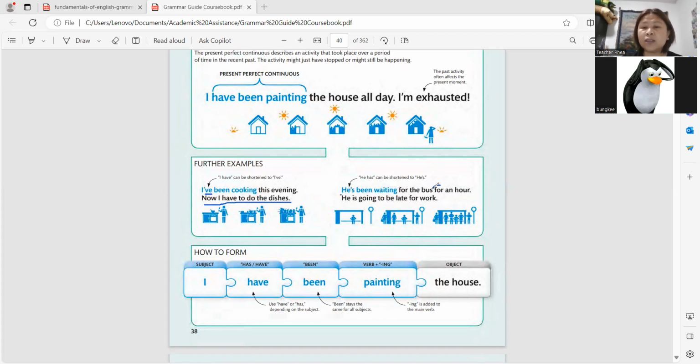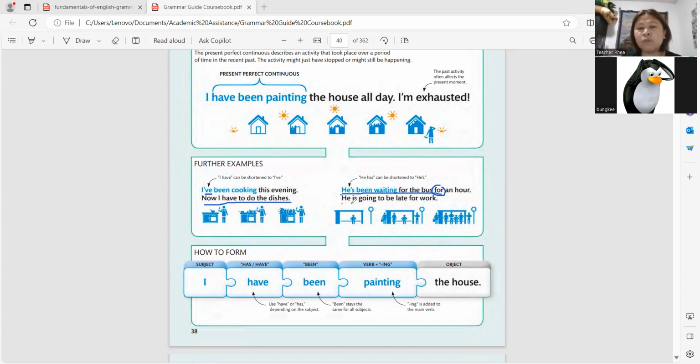So another thing here is the use of for. Same as present perfect tense, we can also use for and since in present perfect continuous. So he's been waiting for the bus for an hour. So for an hour until now. Okay, until now he's still waiting for the bus at the moment.